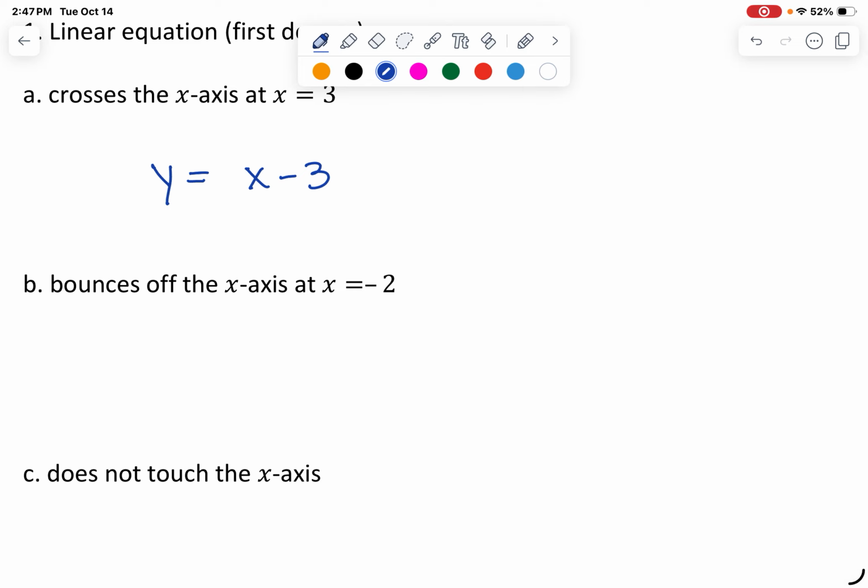All right, bounces off the x-axis at x equals -2. Now remember, these are linear equations. It's a straight line. You can't bounce off the x-axis. So this one is not possible, and once again, it's because you can't bounce and it's a line.